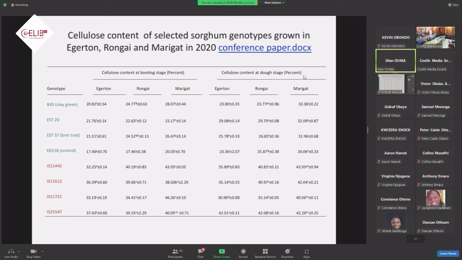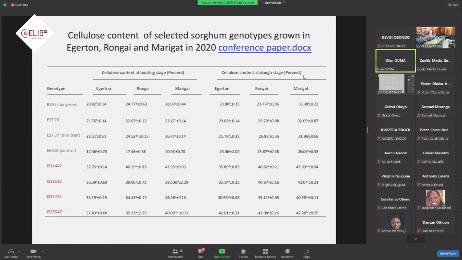Lignin followed the same trend. And then the correlation: this is a table showing the correlation between lignin, days to 50% heading and plant height. As you can see, the coefficients of determination, the percentages, indicate that variations in lignin content may be attributed to differences in days to 50% heading and plant height.